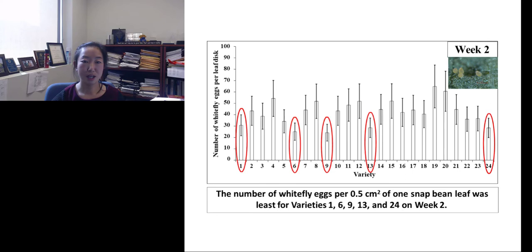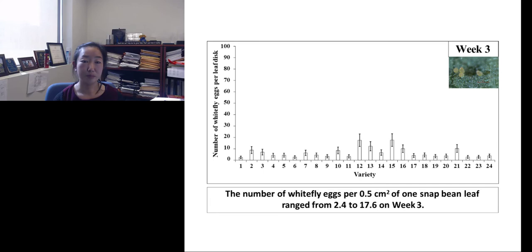Next, let's look at week two. From this graph, you can see the number of whitefly eggs was least for varieties 1, 6, 9, 23, and 24. Next, for week three, the number of whitefly eggs was pretty low, and you cannot see a significant difference among most of the varieties.